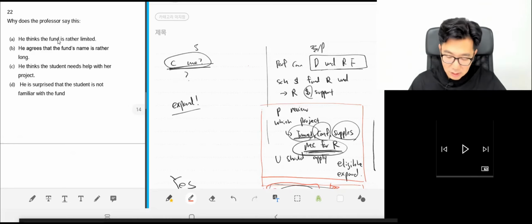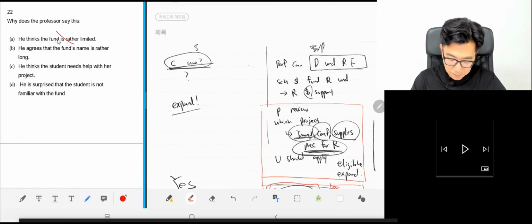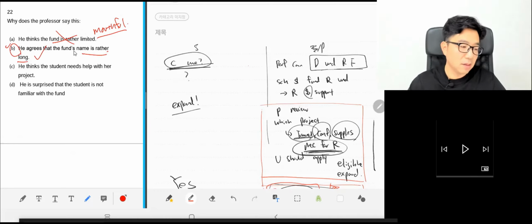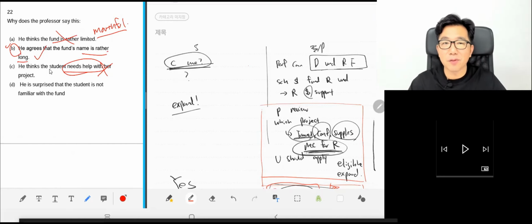A, he thinks the fund is rather limited. Nope. I mean, mouthful. B, he agrees that the fund's name is rather long or difficult to pronounce. Yeah, exactly, right? C, he thinks the student needs help with her project. Huh? In what way? Not answering the question, so broad. It's a mouthful, I suppose. Okay, so what kind of help is needed when it's a mouthful to say? Totally irrelevant answer. D, he's surprised that the student is not familiar with the fund.